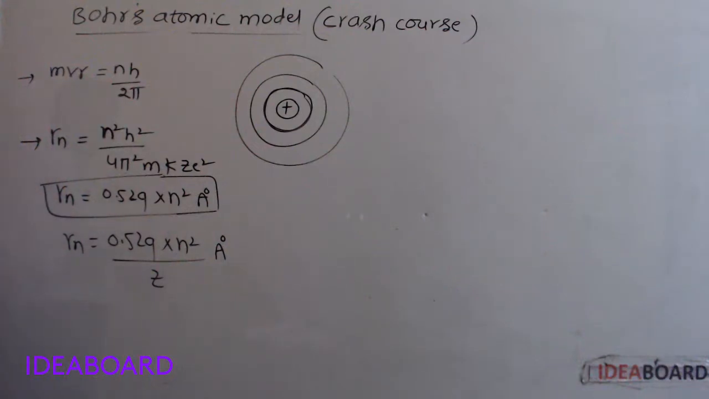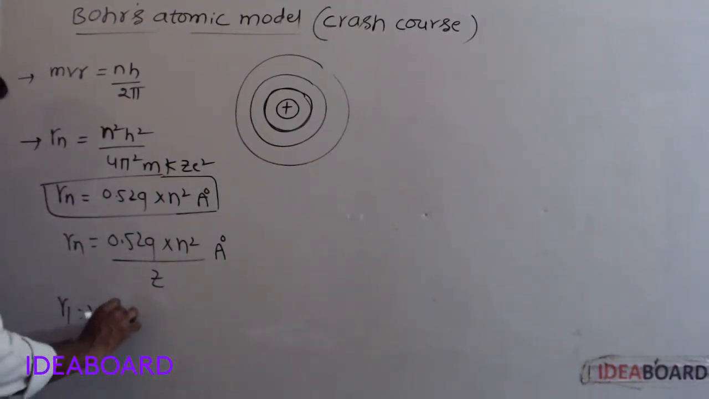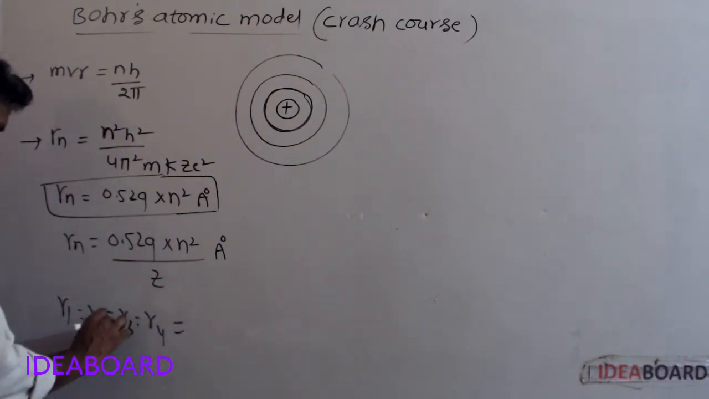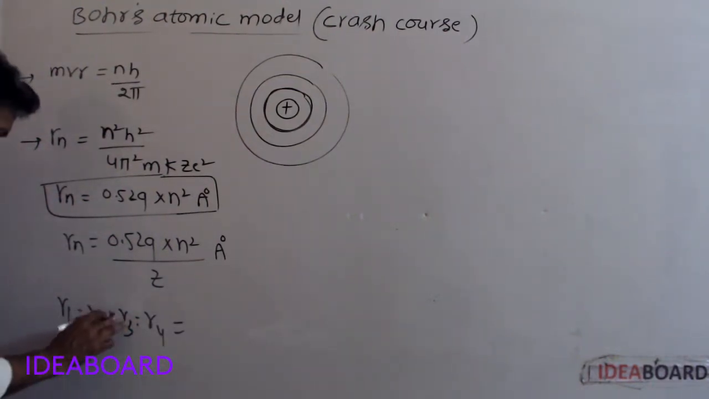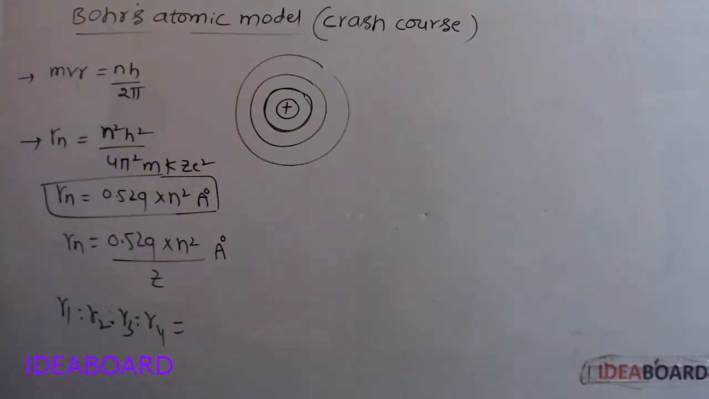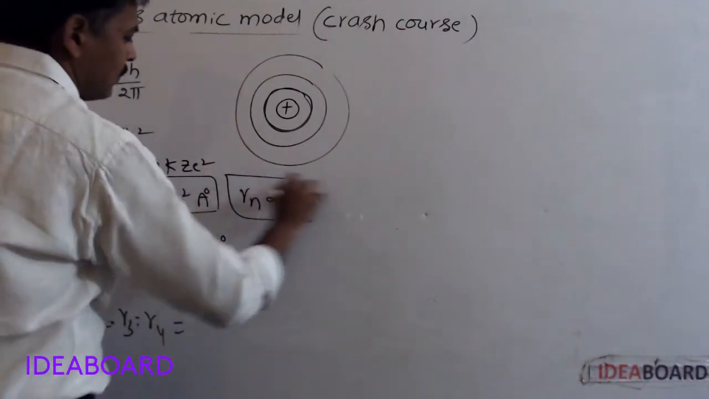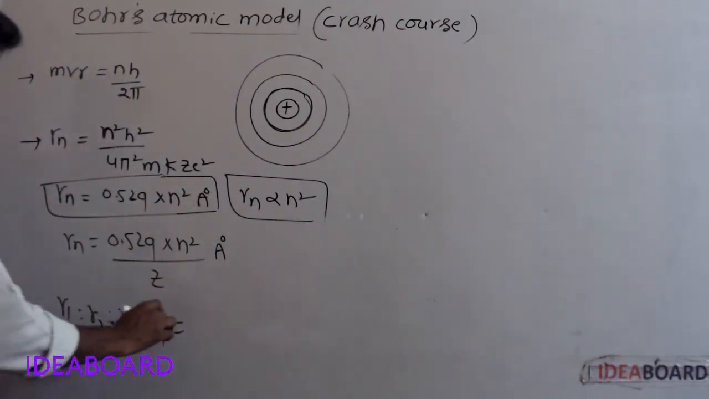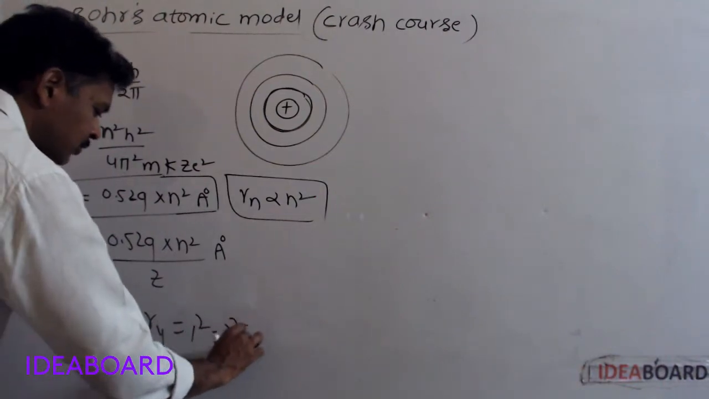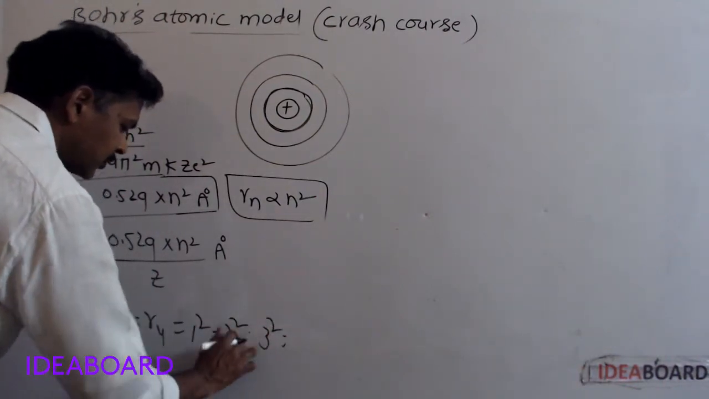What is the radius of the first orbit of hydrogen? 0.529. What is the radius of the second orbit of hydrogen? 0.529 into 2 square. So we can write like this: R1, R2, R3, R4 of hydrogen. Radius of the nth orbit is directly proportional to n square. So 1 square, 2 square, 3 square, 4 square.